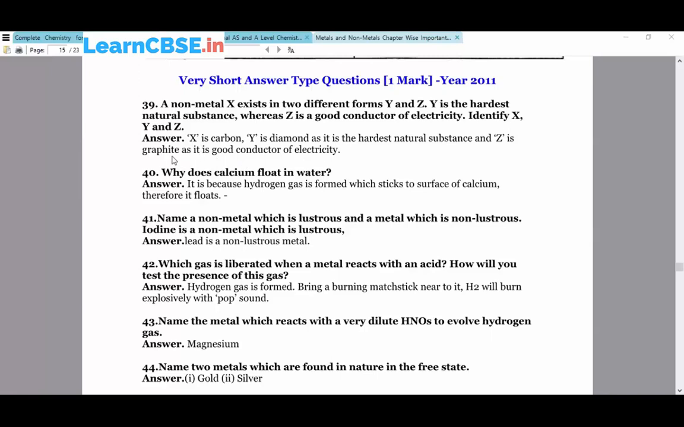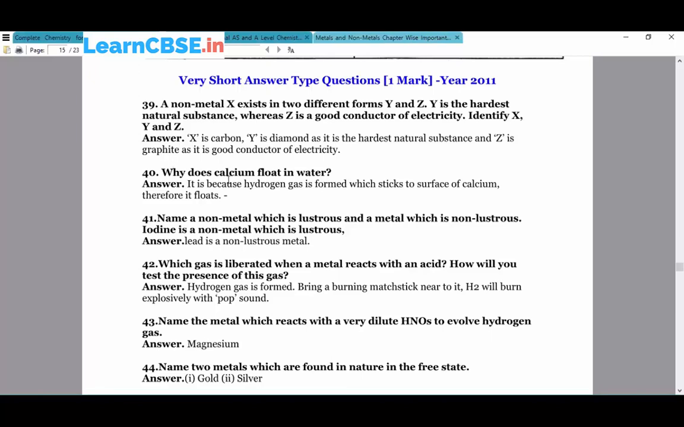So graphite is the only non-metal which is able to conduct electricity, because each carbon atom is bonded with only three other carbon atoms. So one electron is left free on each carbon, and that will conduct the electricity.